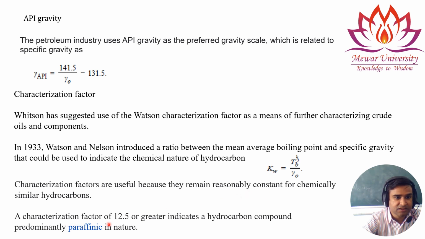A characterization factor of 12.5 or greater indicates the hydrocarbon compound is predominantly paraffinic in nature. That means more paraffin compounds are present in the composition of the hydrocarbon if the characterization factor is 12.5 or greater.